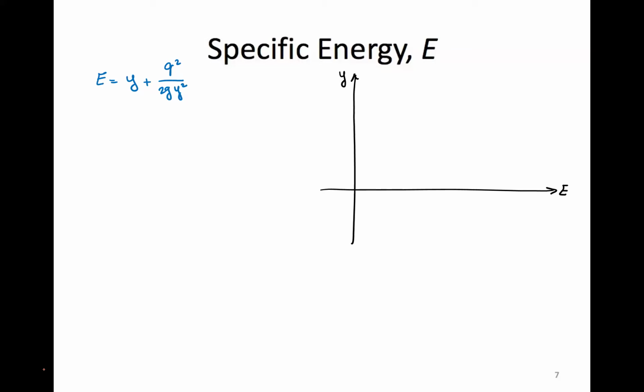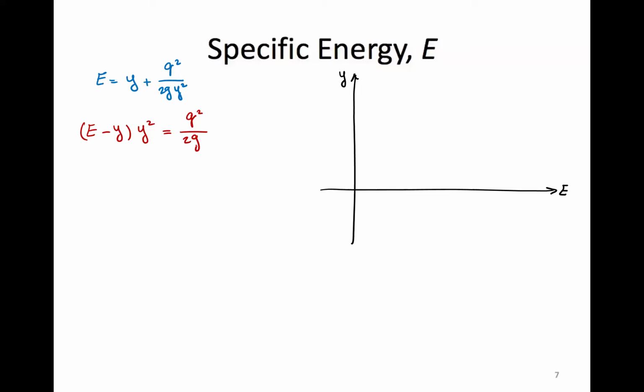Let's rearrange this equation a little bit. Multiply everything by Y squared. So I'm taking Y to the other side and then multiplying by Y squared: E minus Y, times Y squared, will be equal to Q squared over 2G.